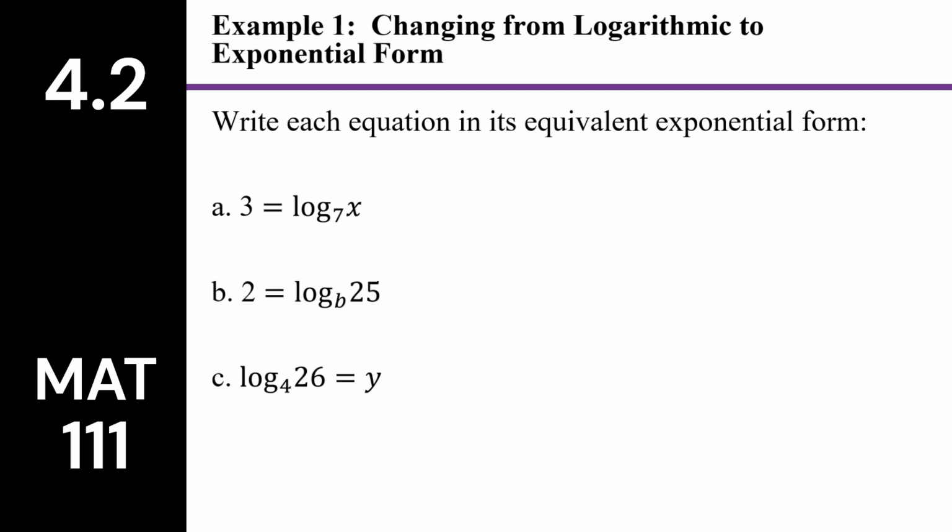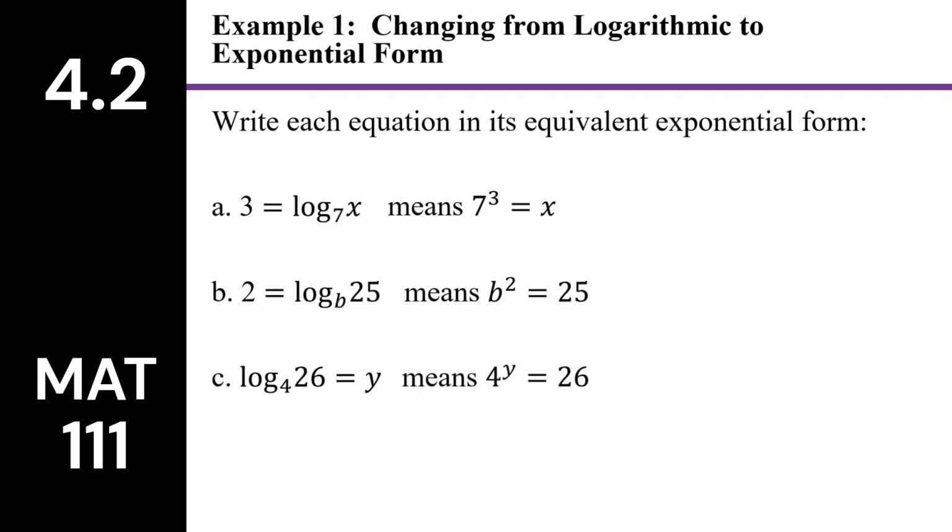So looking at this first one, the base is 7. So this expression means that we have a 7 as a base. Logs are exponents, so the exponent is 3, and that equals the argument of the log, which is x. In example B, the base is b, so we write the b down below. The exponent is 2, and that equals 25. In this third example, we have a base of 4, so we write 4 to the y equals 26.